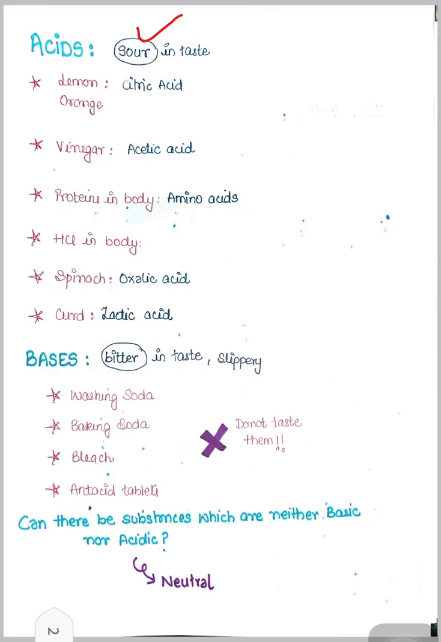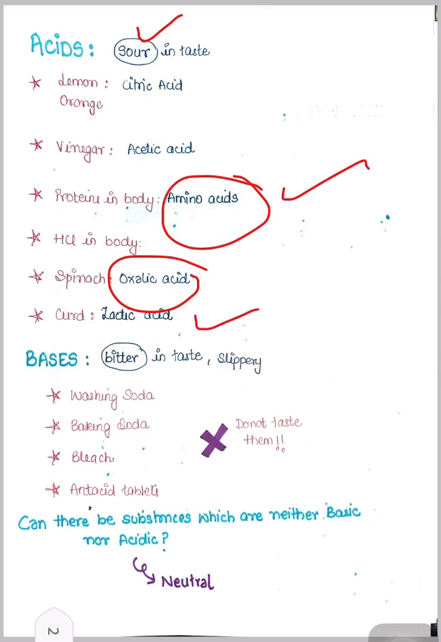In our body, we are all made up of proteins, and proteins are made up of what? Amino acids, which are very important. Then there is HCl, which is produced in our stomach. It is very important as it activates the enzyme pepsin, which helps in digestion of food. Other examples: spinach contains oxalic acid in it, and curd, which is made from milk, contains lactic acid.